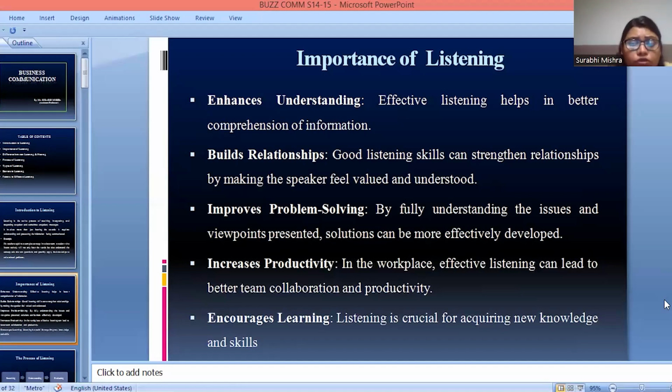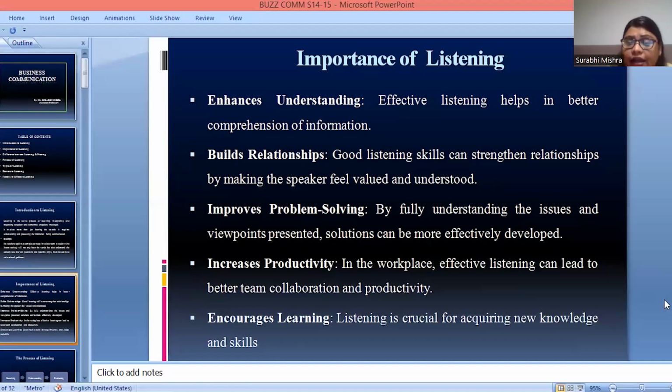So during the conversation, when the speaker is saying something, to make him feel valued and understood, we must try to hear it well, listen to it very well. So good listening skills also help in building relationships, right? Next is improves problem solving. How can we say it improves problem solving?